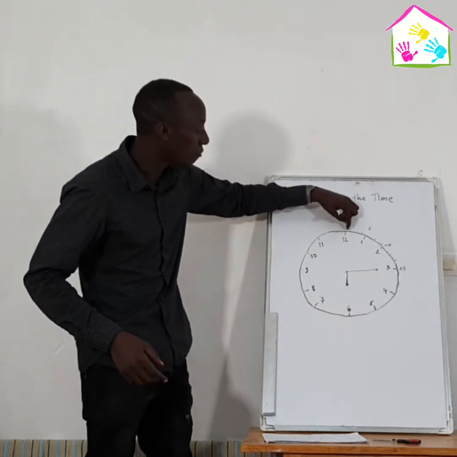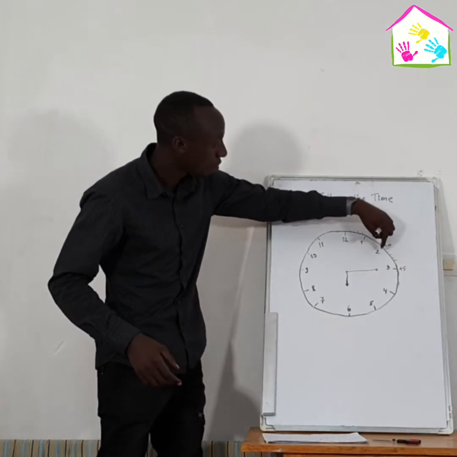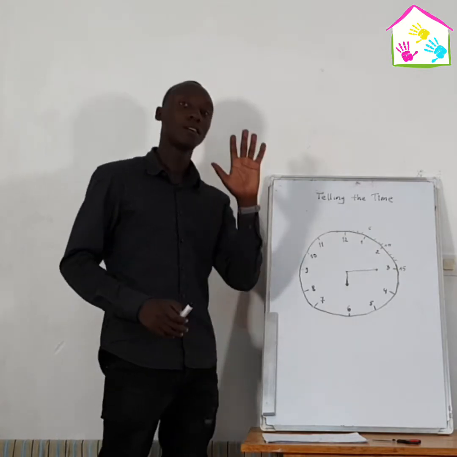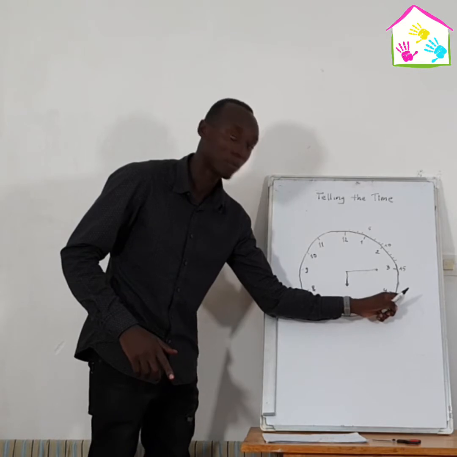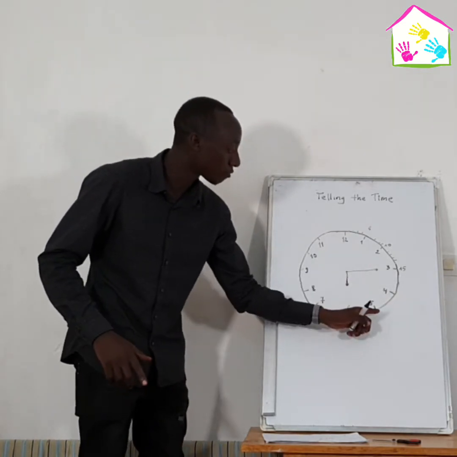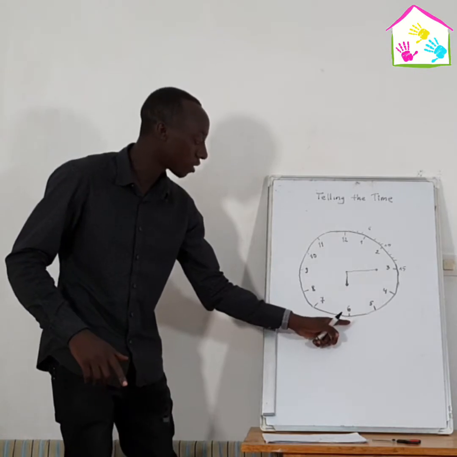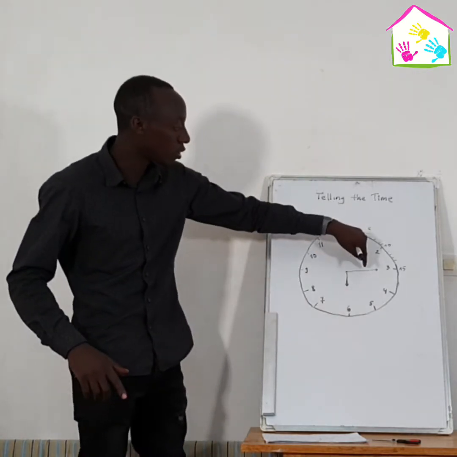When it points at 4, for example, how many minutes do we have? We already have 5 minutes between this, 5 between this, 5 here, and 5 here. How many 5s? 4, which makes 20 minutes here. When it points at 5, 25. When it points here, it is 30 minutes. I'm talking about the long hand here.